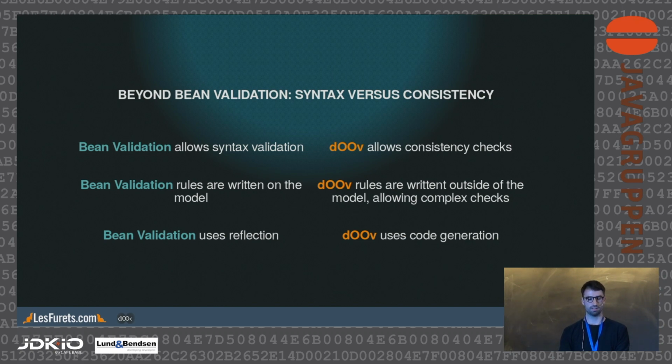Finally, BeanValidation uses reflection, and we use code generation, so this is the main difference in terms of performance between BeanValidation and dOOv.